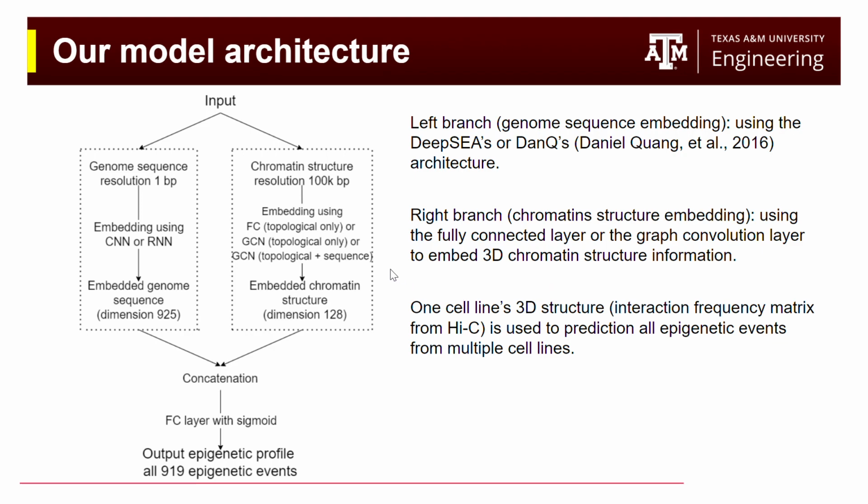To incorporate 1D genome sequence and the 3D chromatin structure, we use the CNN or RNN to embed genome sequence and the fully connected layer or graph convolution layer to embed chromatin structure. Then the embedded information are concatenated for the final epigenetic profile prediction. We do not have a representative chromatin structure, so each time we used one cell line's chromatin structure to predict epigenetic events for multiple cell lines.